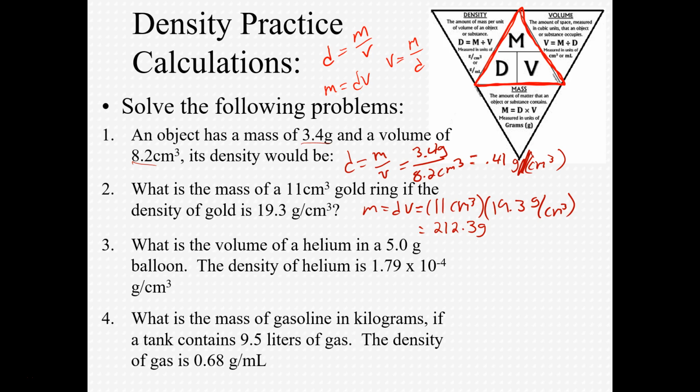So now, what is the volume of helium in a 5-gram balloon? The density of helium is 1.79 times 10 to the minus 4 grams per centimeter cubed. Well, in this case, we cover up volume because we want to find volume. And we see that whenever we cover up volume, mass is on top and density is on bottom, which means in order to find our volume, we have to take mass divided by density. So the volume will be equal to mass divided by density, which is going to be equal to 5.0 grams, all divided by 1.79 times 10 to the minus 4 grams per centimeter cubed.